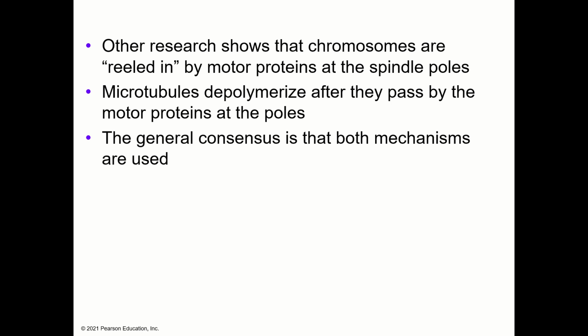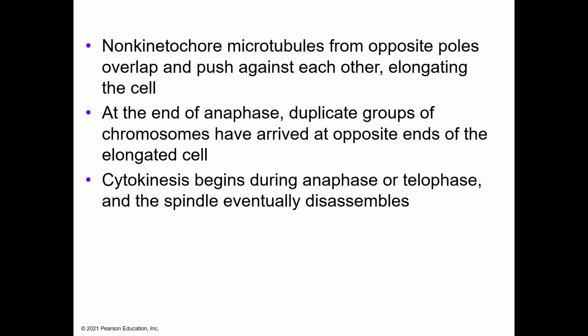Other research shows that chromosomes are reeled in by motor proteins at the spindle poles. Microtubules depolymerize after they pass by the motor proteins at the poles. The general consensus is that both mechanisms are used. Non-kinetochore microtubules from opposite poles overlap and push against each other, elongating the cell. At the end of anaphase, duplicate groups of chromosomes have arrived at opposite ends of the elongated cell, and then cytokinesis begins during anaphase or telophase, and the spindle eventually disassembles.